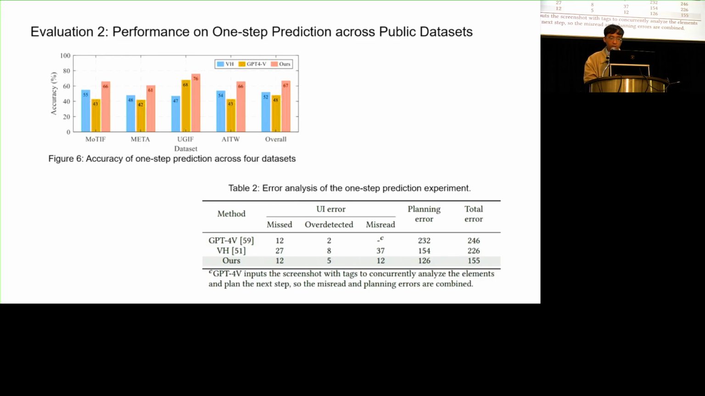Next, we evaluated the effectiveness of our method in task planning. We used 470 tasks across 4 public datasets, including Motif, Meta, UGIF, and AITW, to test the system's ability to predict the next action required to do a given task. The results showed that our natural language descriptions enabled LLMs to plan tasks effectively, with higher accuracy in predicting the next step compared to other methods.